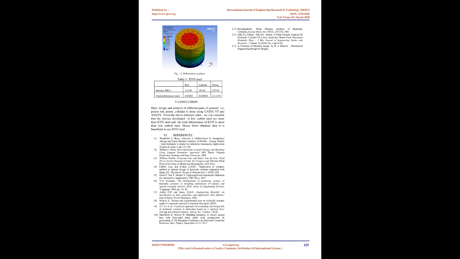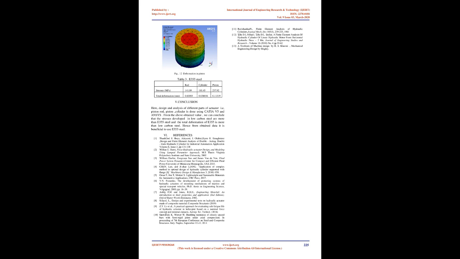E355 steel. For the rod, cylinder, and piston, the stresses in MPa are 141.09, 181.45, and 237.92. The total deformation in mm is 0.83055, 0.038654, and 0.11319. Conclusion. Here, design and analysis of different parts of the actuator, i.e., piston rod, piston, and cylinder, is done using CATIA V5 and ANSYS.